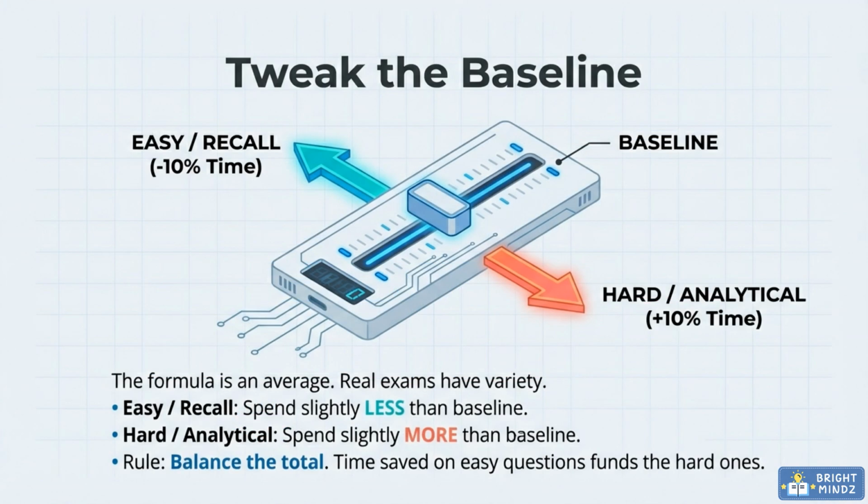That time per mark number is a baseline, not a prison. Real papers mix quick recall with hard thinking, so you bend the rules slightly. For easy questions, aim to finish about 10% faster than baseline. For tougher, analytical ones, allow about 10% more. The goal is to manage the full exam, not perfect timing on every question. Time saved on the easy ones becomes your budget for calmly solving the hard problems.